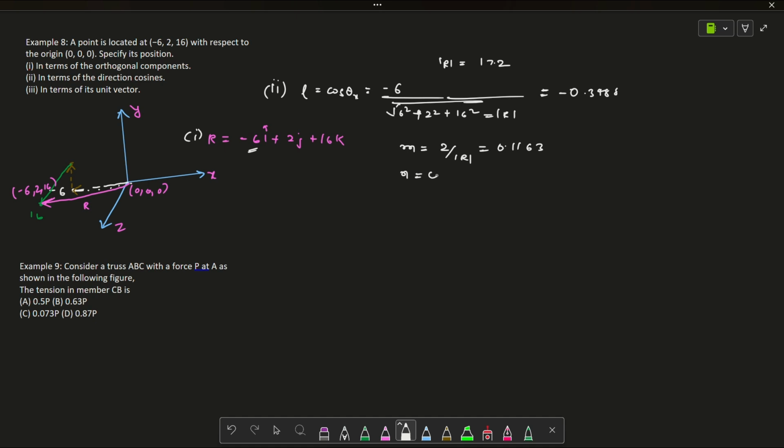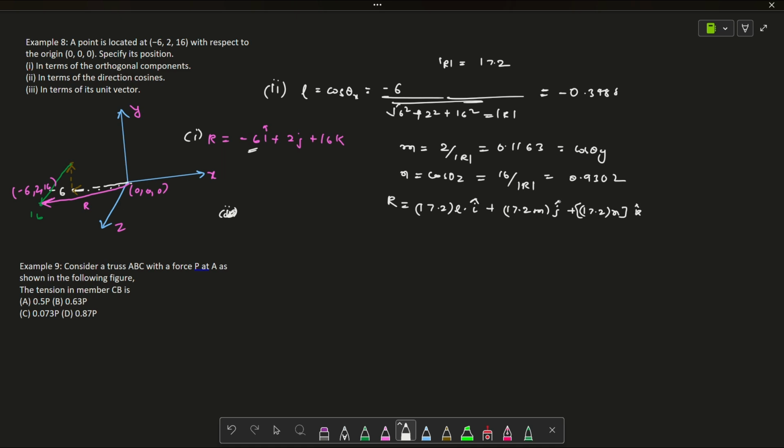And then n we will write as cos theta z, and this one was cos theta y. So this will become 16 divided by magnitude of vector r, and it will become 0.9302. Now we can write the vector r in terms of direction cosines as 17.2 into l into i cap, and then 17.2 m in the j component plus 17.2 n in the k cap component.